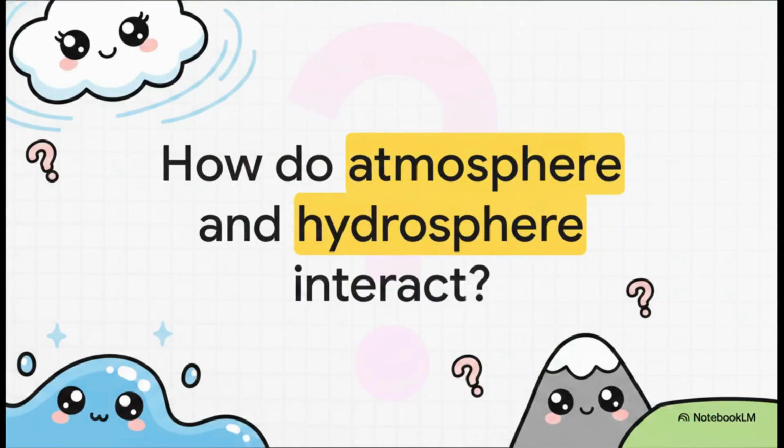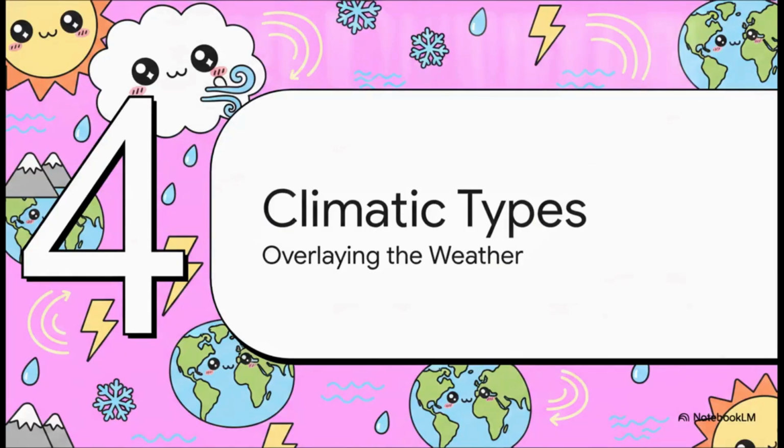So here's an active learning question for you. We have this beautifully sculpted lithosphere with all its mountains and plains. But how do the atmosphere, our air, and the hydrosphere, our water, actually interact with these distinct landscapes? Section 4. 3 major climatic types, overlaying the weather.